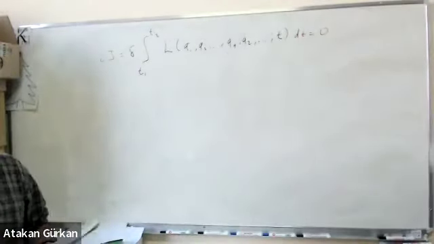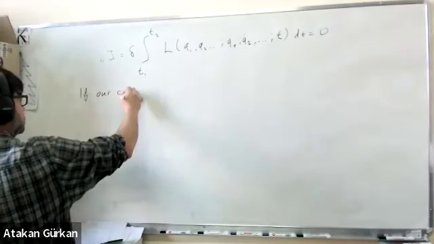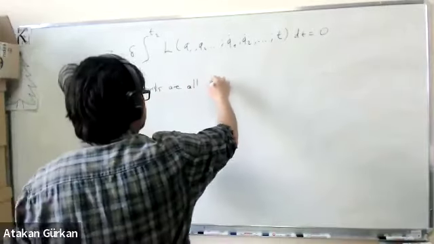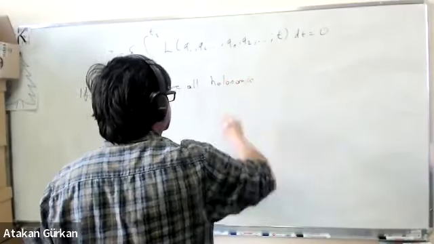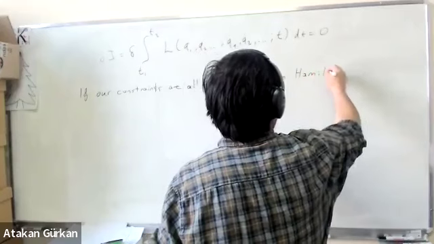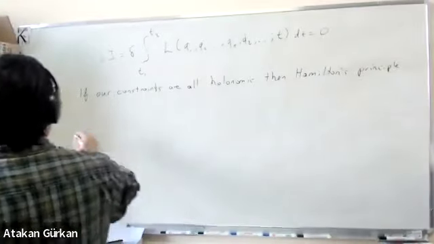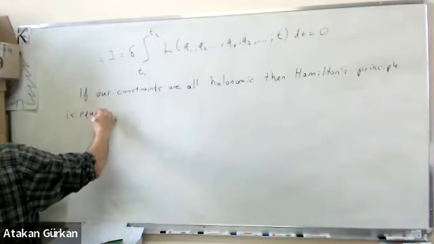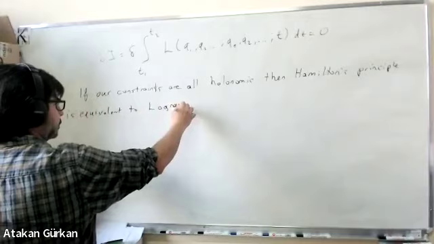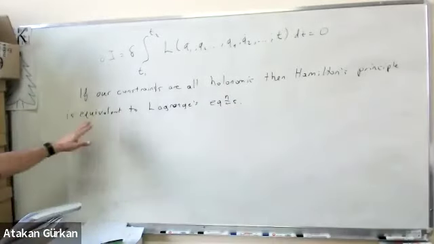Now, if our constraints are all holonomic, or if there are no constraints, it's the same thing, then Hamilton's principle is equivalent to Lagrange equations.